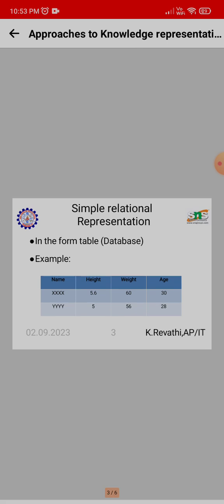Here, name is the entity name, and X and Y are the field values, the attributes under the name entity. Height is the main entity, and the values are the attributes of the height. Then weight is the main entity, and 60 and 56 are the attributes of the entity weight. Then age is the entity, and 30 and 28 are the attributes of the age entity.